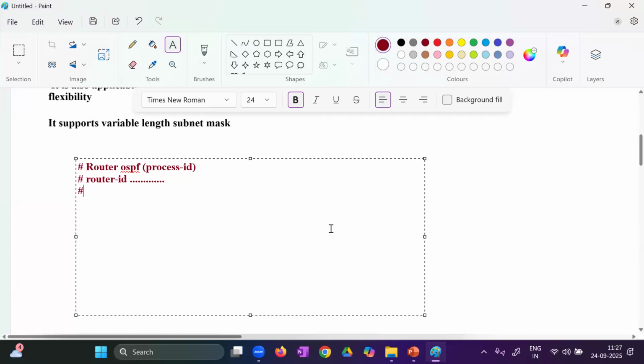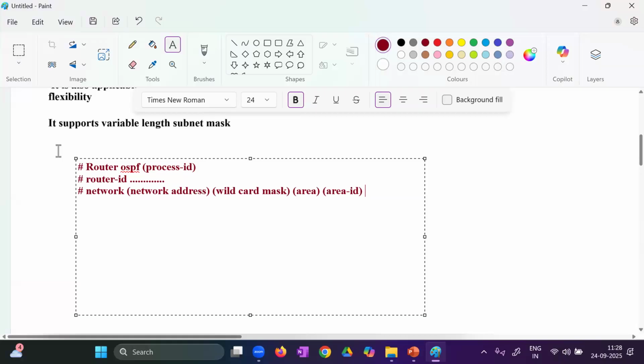Then after that, you will write here network, then network address. After that, wildcard mask. Then you will write area and then area ID. This is the sequence. It means here it is mandatory to write what? Area ID, wildcard mask, network addresses, all this information.